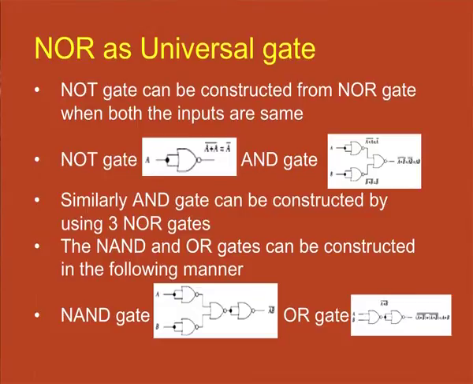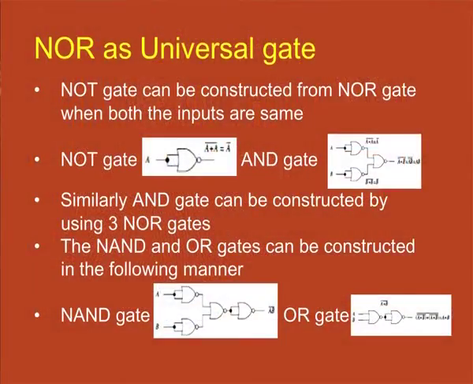So, the NOT gate can be constructed from the NOR gate by using only one NOR gate, in which both the inputs are of the same value, that is, the input is A and the output is A bar, which is the output obtained from a NOT gate. Now, the next thing that we want to show is the AND gate from the NOR gate, and for that we have used 3 NOR gates, and the final output obtained from one of the NOR gates is similar to the output that one can obtain from the AND gate.